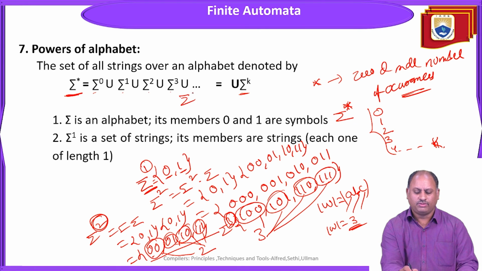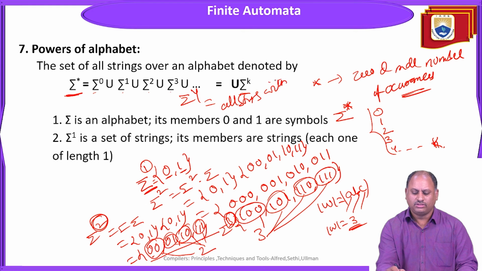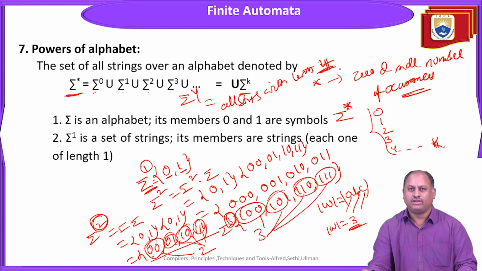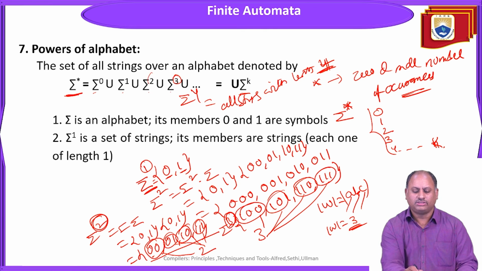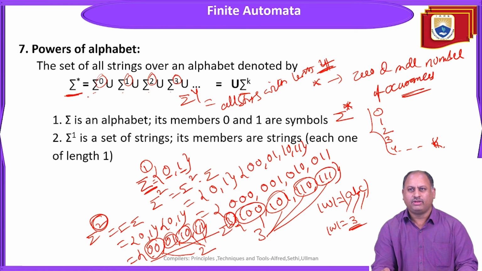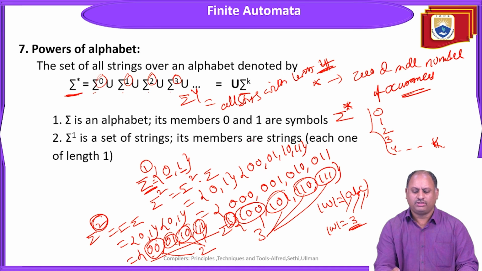So sigma power 4 means all strings with length 4, that is, only the strings with length 4 are allowed. Similarly, all the strings with length 3, all the strings with length 2, all the strings with length 1, all the strings with length 0. So the power of the alphabet indirectly denotes the length of the strings. Sigma power 1 is the set of all strings with length 1, and sigma power k denotes all the strings with length k.